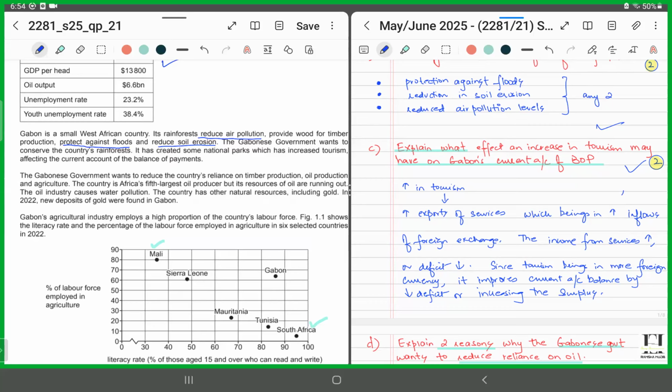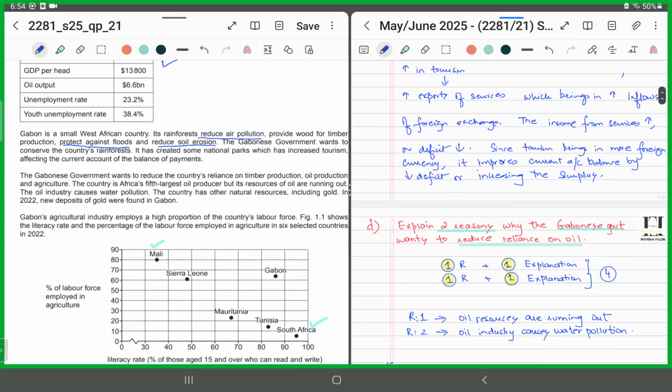The services, the exports and services. All right. Part D. Part D asks us to explain 2 reasons why the Gabonese government wants to reduce reliance on oil. Now it's a 4-mark question. What you will do is give 1 reason and explain that reason, you'll get 2 marks. You'll give the second reason and explain it, you'll get full 4 marks. So 2 marks are for the reasons and 2 marks are for the explanation for each of these reasons.